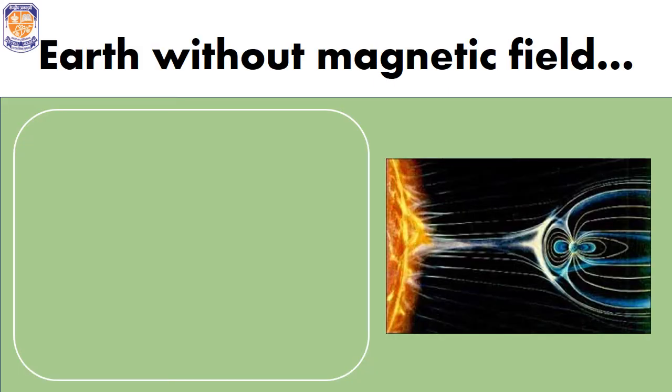What would happen if the Earth was without a magnetic field? We all know that there are various satellites that are floating out in space. So the first thing would be that all the satellites would fall down, and the astronauts that are living up in the international space stations would never be able to communicate back at home.